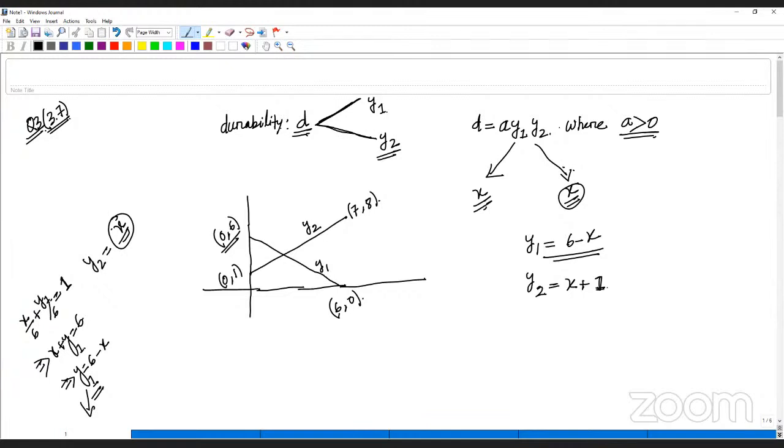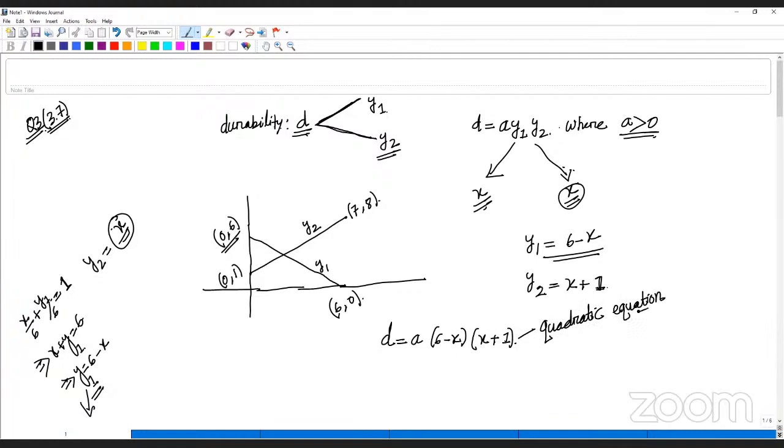So now I know what y1 is and I know what y2 is. So basically now I can write d in terms of x, right? 6 minus x into x plus 1. So basically, find the values of the function y1 and y2 such that the durability of the rod is maximum. So this is now a quadratic equation, right?